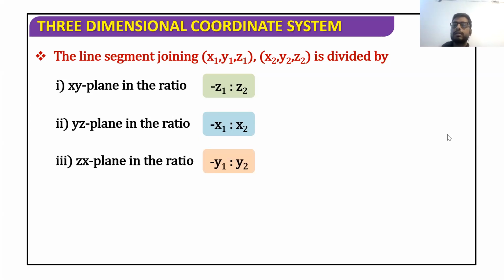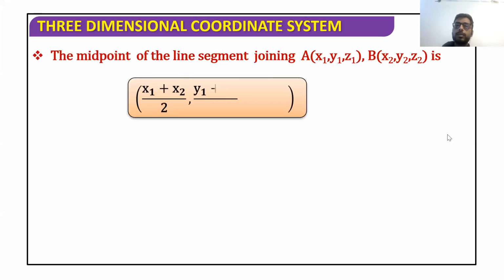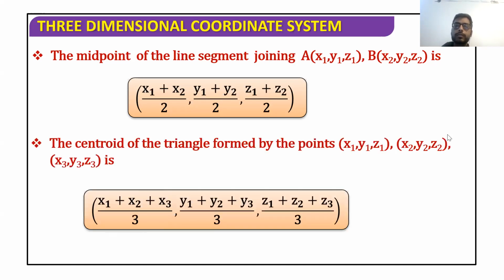If it's the xy plane, take the third coordinate, z1, z2. If it's yz, take minus and the third coordinate, which is x1, x2. Similarly, for zx, it's going to be y1 and y2. Midpoint formula basics, just add x1, x2 divided by 2. That's going to be the midpoint.